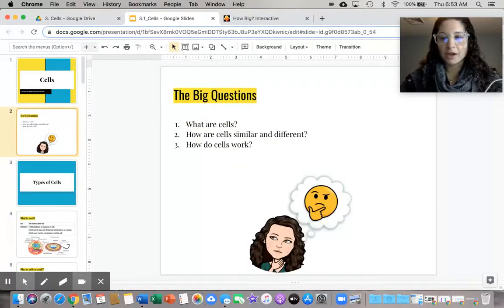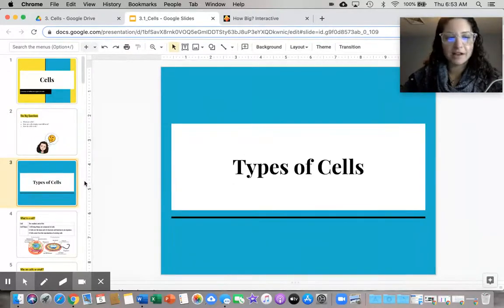The big questions we're going to be looking at are first, what are cells? We're going to be looking at how certain cells are similar and how certain cells are different, so we're going to be comparing and contrasting different types of cells. And then the most important question is, how do cells work? I'm going to come back to this, but the basic idea behind this question is that cells are the basic unit of life. So we ourselves as humans are made out of millions and billions of cells, and we need to understand how a cell works in order to understand how we work. So let's look at some different types of cells before we get started.